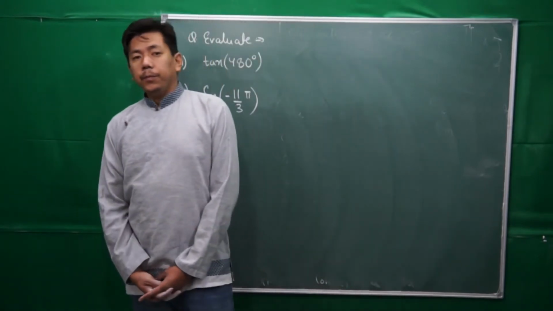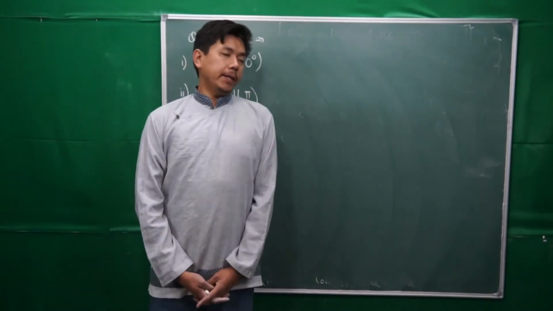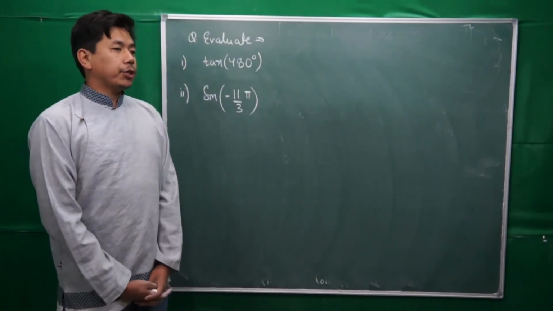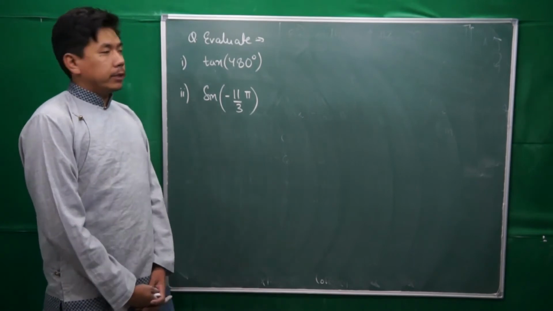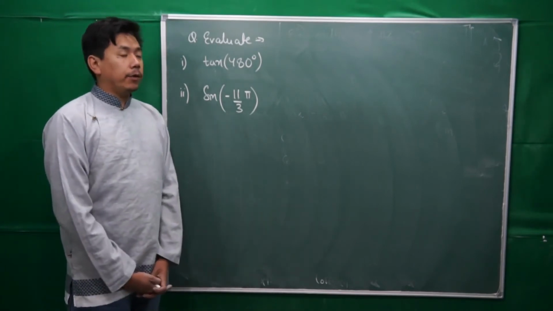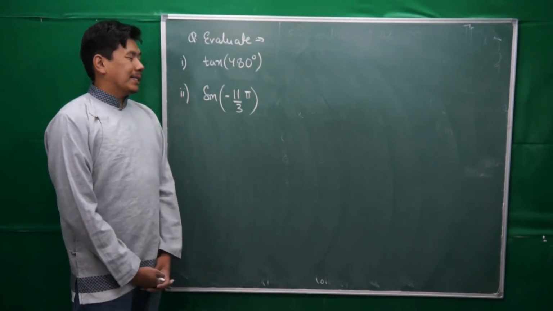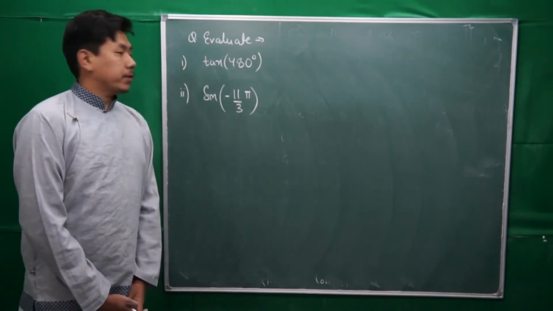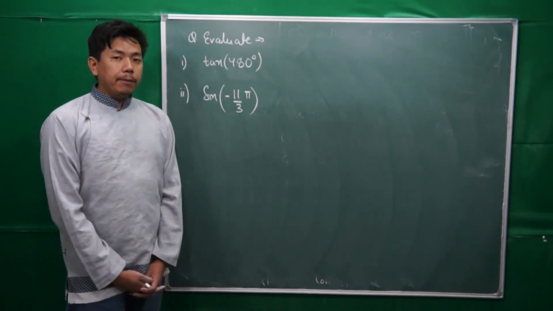Okay. So based on what we did earlier, I've got two questions for you. For example, the first question is you need to find the value of tan 480, and the second part is you need to find the value of sine minus 11 pi by 3.